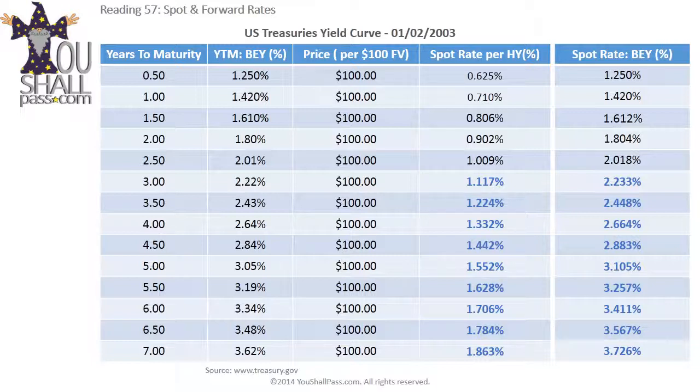The spot rate curve can help us tell the future. And not exactly the future, but it can tell us what the market thinks is going to happen in the future. And what we're talking about really are forward rates. And those forward rates are hidden inside the spot rate curve.